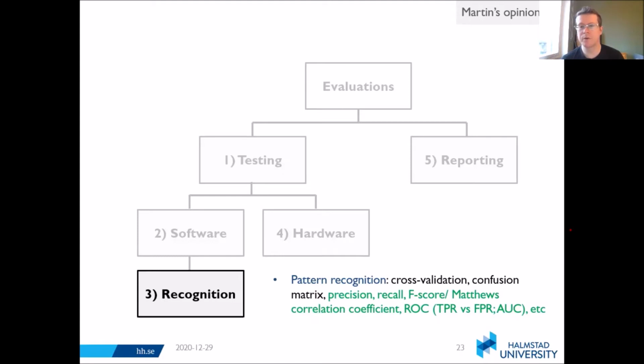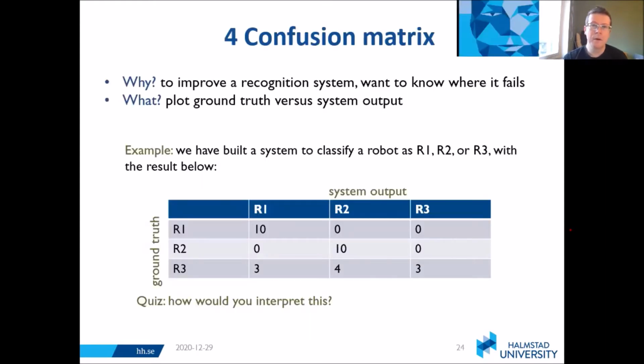Matthews correlation coefficient is a very similar thing and gives similar numbers. We have ROC curves, where the true positive rate versus the false positive rate is plotted, and you have metrics like area under the curve that you can compute. There are many of these things, but I think those are pretty important ones.